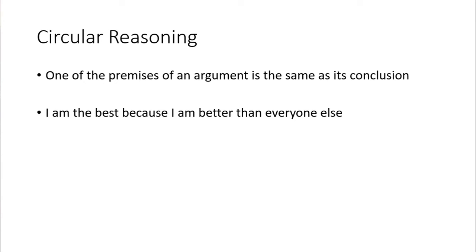Circular reasoning is when one of the premises of an argument is the same as its conclusion, or you basically justify a conclusion by stating the conclusion again. So an example of circular reasoning is, I am the best because I am better than everyone else. This is circular reasoning because the definition of the best thing is the thing that's better than everything else. So the evidence provided for the claim, I am the best, is just restating simply, I am the best. I'm the best because I'm the best.